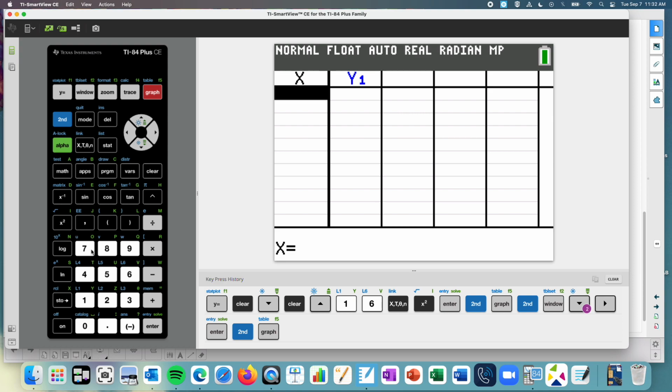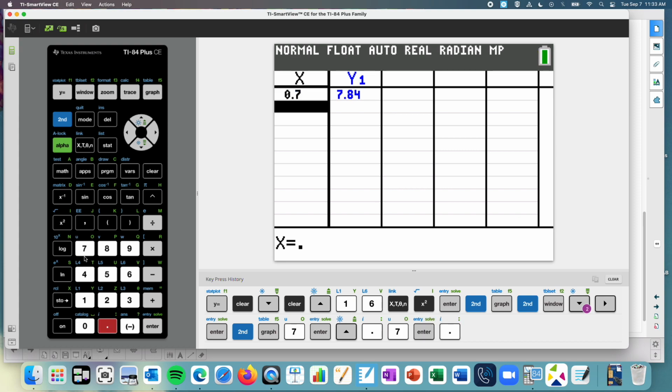So I want to do 0.7 and 0.71. I already screwed that up. All right, 0.7 and 0.71.